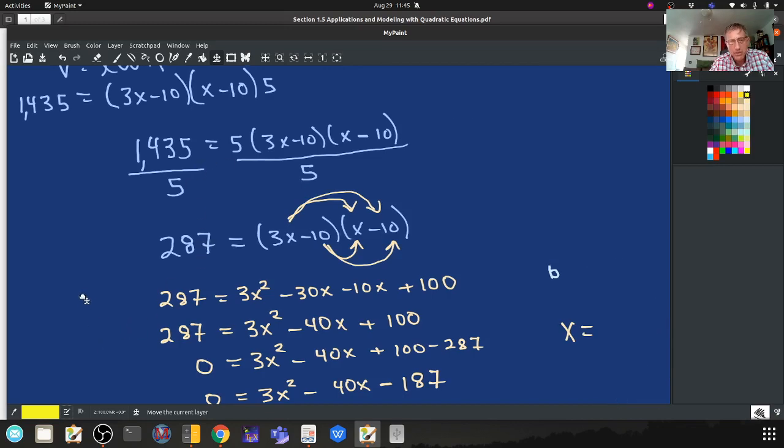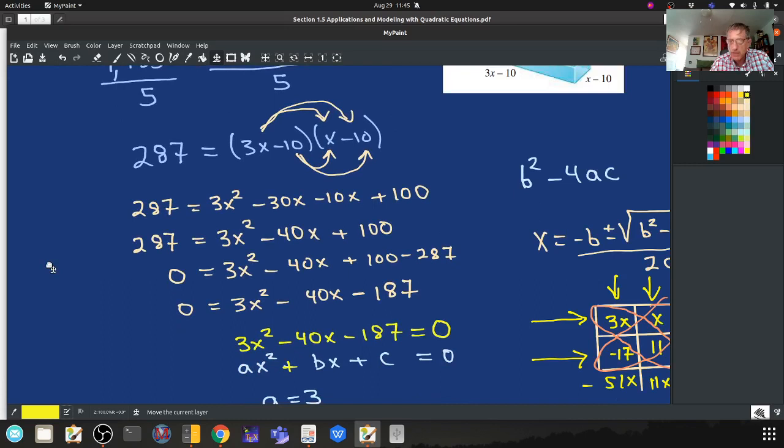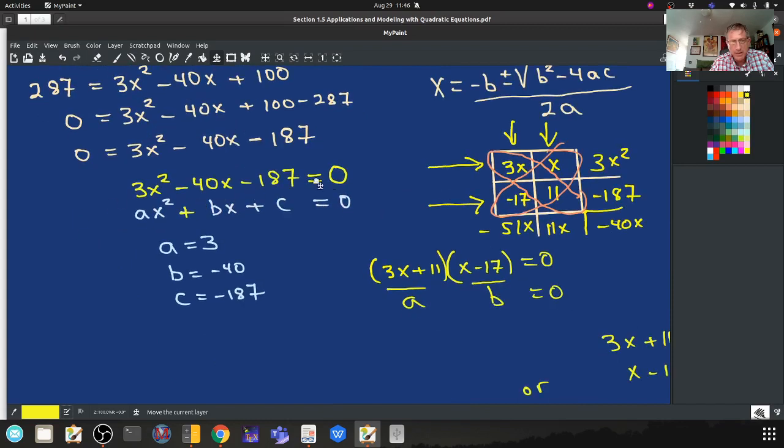How you solve the resulting quadratic equation is up to you. You have to understand that you cannot solve 287 equals (3x minus 10)(x minus 10) directly. You might be able to if you knew the side lengths were whole numbers, and you could get some possible solutions. But the only way we can do it is to expand the right-hand side and convert it into a quadratic equation in standard form. That's what we have right here in yellow.